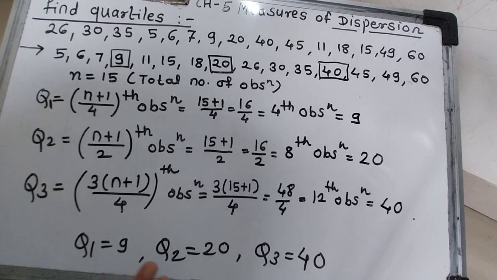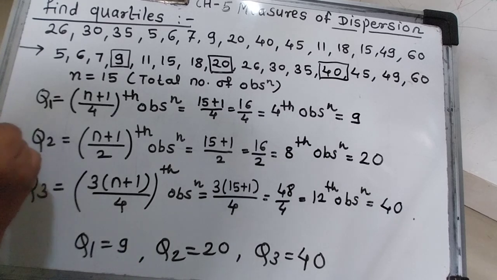Now we will see the example of frequency distribution. For finding Q1, Q2, Q3 for the frequency distribution, we have to follow the steps of median. If you understood the median, then you can easily find Q1, Q2, Q3 for a frequency distribution.